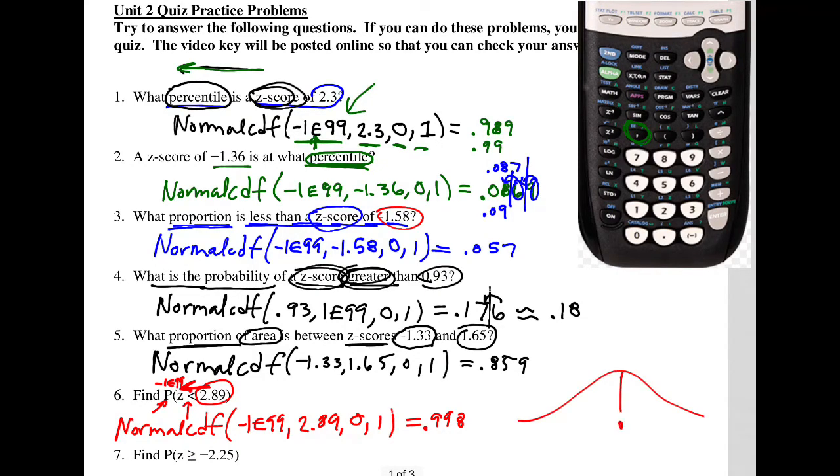And this makes sense, because if you graph the curve, remember our z-scores, we only could see about 3 without zooming in. So if you plotted 2.89, that's almost at 3, and almost everything to the left of that is shaded, almost the entire curve. So it makes sense that it's about 99.8% of the graph shaded. So that was number 6.